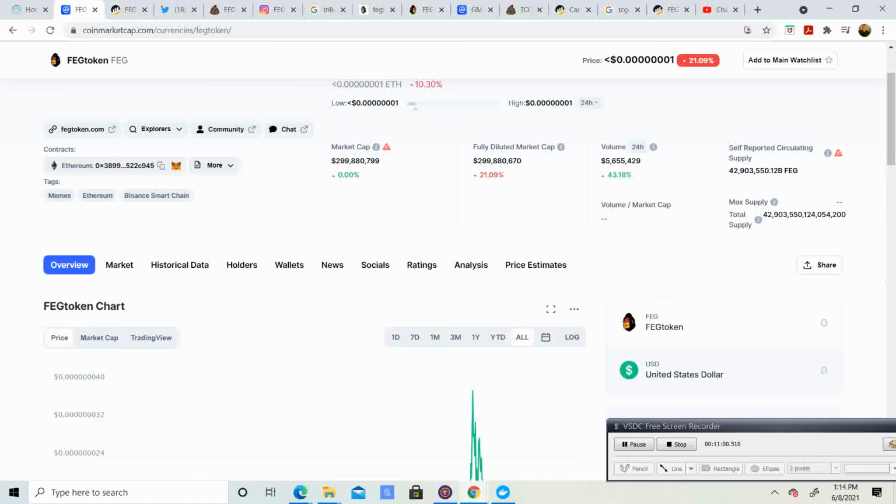So, total market cap is $299 million, almost $300 million, and the volume is up 43% at 5.6 million. Circulating supply that is reported is 42, I want to say quadrillion. Yeah, 42 quadrillion.